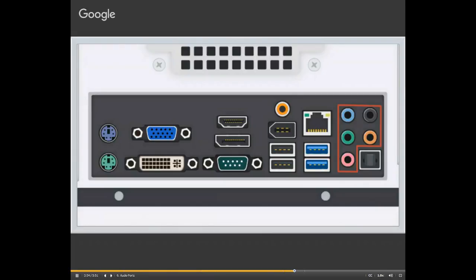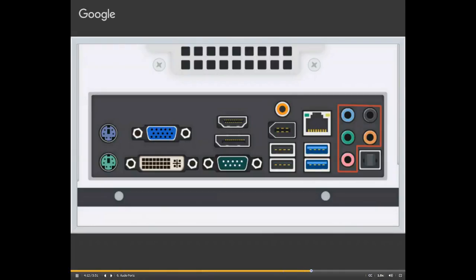The ports themselves are called audio jacks. Audio jacks are typically color-coded. The blue jack is the line-in port. The line-in port is used to transmit an audio signal into the computer, where it can be played by the computer speakers. For example, you could plug in a radio and play it through your computer.